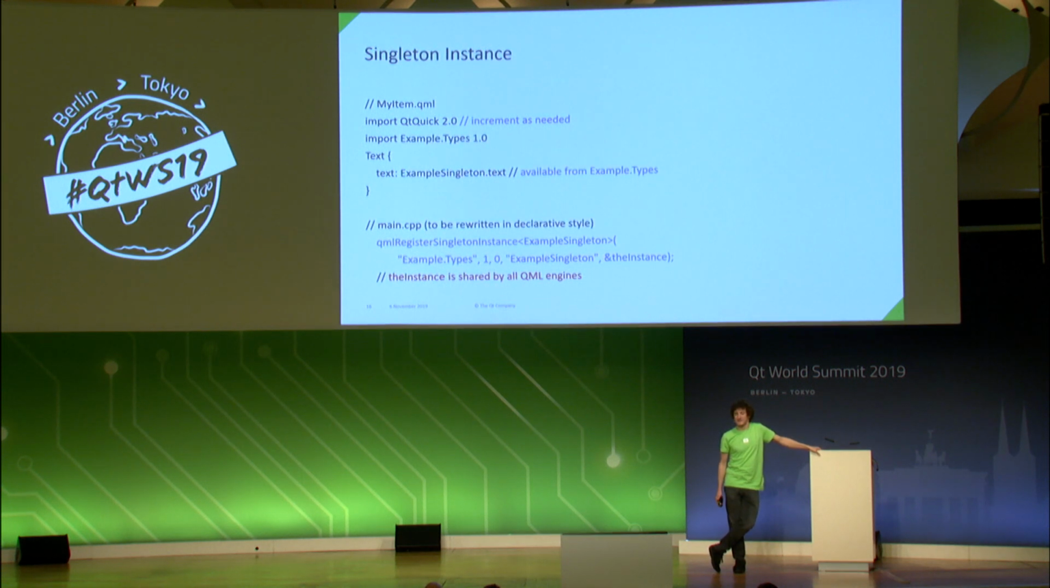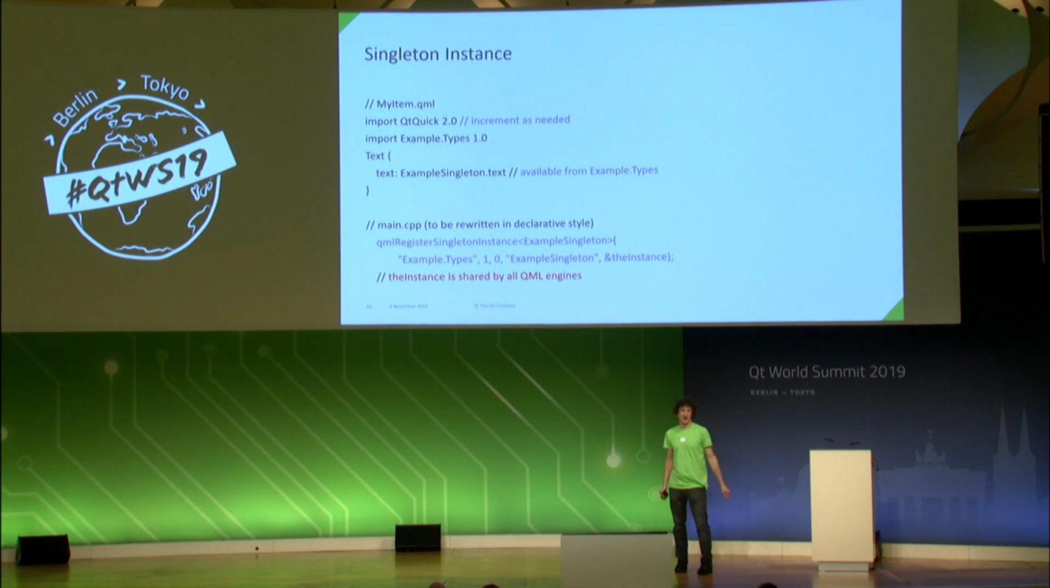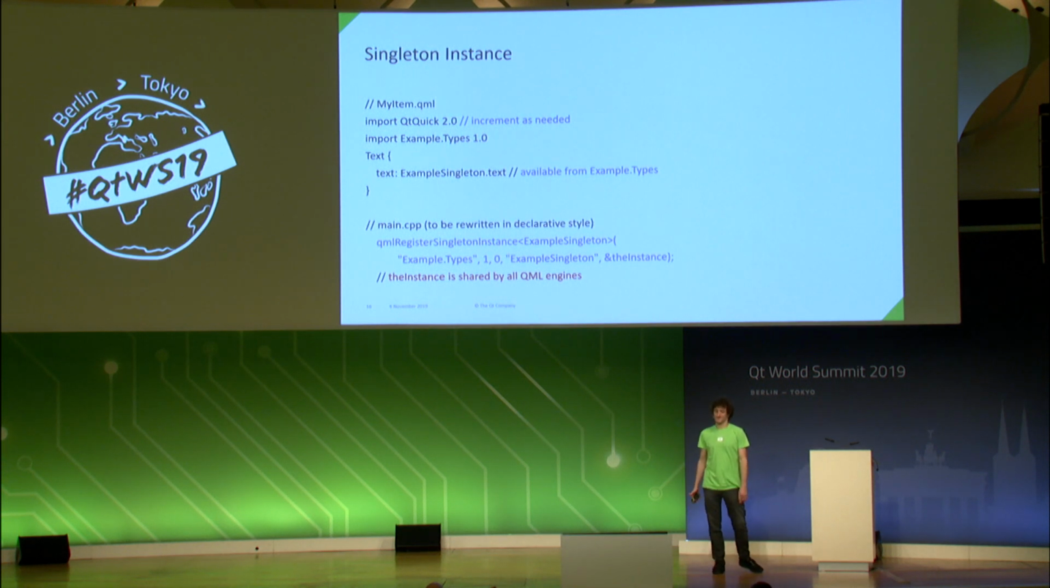If you want to use a singleton instance, you can do it like this. You can just register your singleton instance on a well-behaved URI, pass in the instance, mind that it will be shared between all QML engines. So you might be aware of some race conditions or similar things like that. And then you can explicitly import your singleton via the URI that you've given. And now the lookup is qualified. Nothing can happen to that.